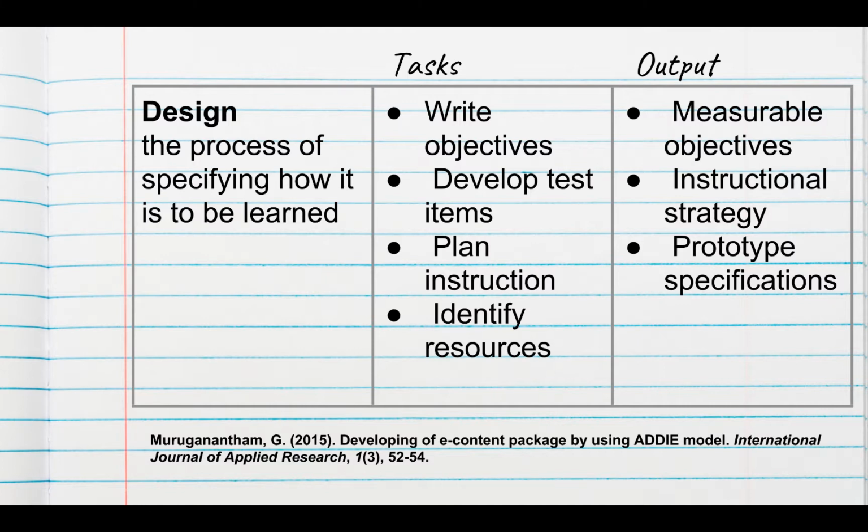This table was taken from the Developing eContact package, the ebook. It defines design as the process of how it is going to be learned, whatever that thing is, and then you have tasks and output. During the design phase, you're looking at writing objectives, creating test items, planning instruction, identifying resources. The output is measurable outcomes, instruction strategy, and prototype specifications.